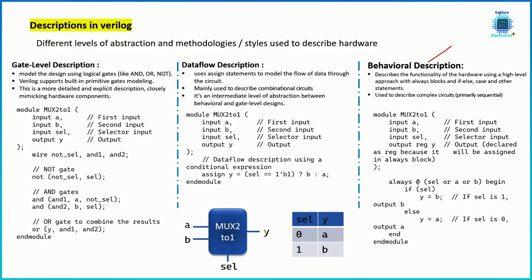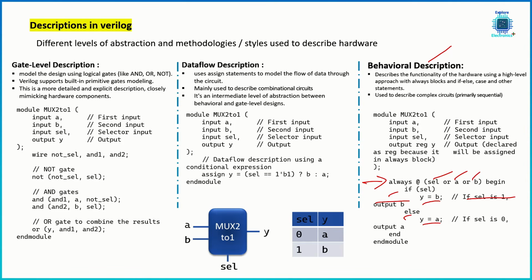Then comes the behavioral description code for the 2:1 mux. Here we are not using any gates, and we are also not using expressions. You can see we are using procedural statements here, that is always at the rate. We use the sensitivity parameters select or A or B. Select, A and B are the sensitivity parameters. If those change, the output changes. Then comes if select, Y equals B, else Y equals A.